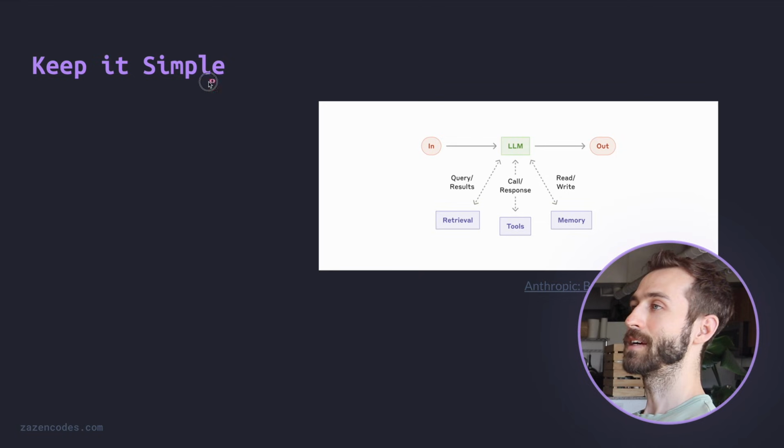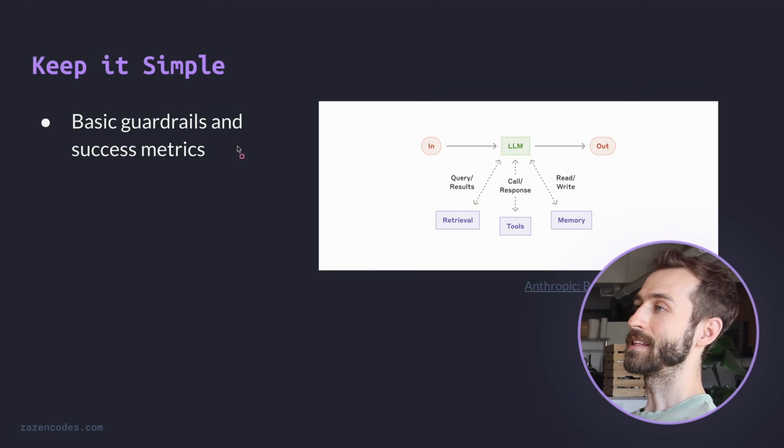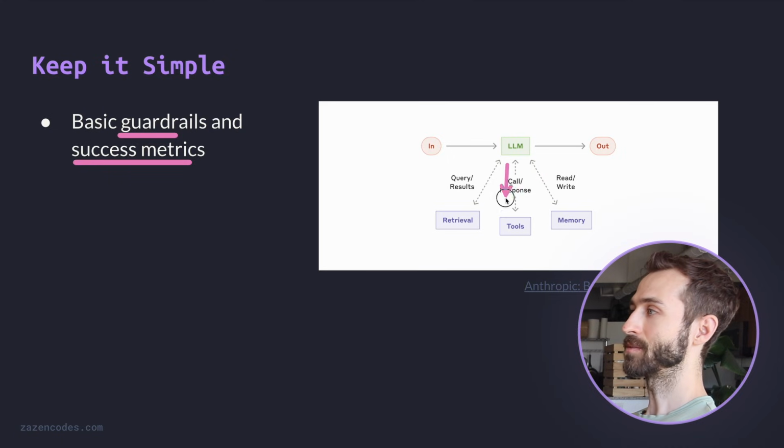My first piece of advice is to keep it simple. This can be done with basic guardrails and success metrics. For example, this LLM here has access to some tools, and we can set up some really basic guardrails in this system to check how these tools are being called and to make sure these outputs are what we expect.